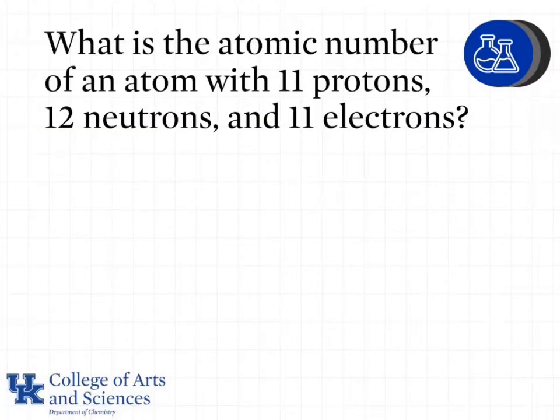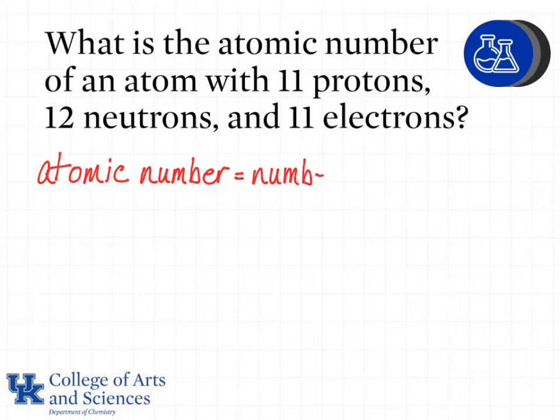What is the atomic number of an atom with 11 protons, 12 neutrons, and 11 electrons? Remember, the atomic number equals the number of protons, and we're told we have 11 protons, so the atomic number is equal to 11.